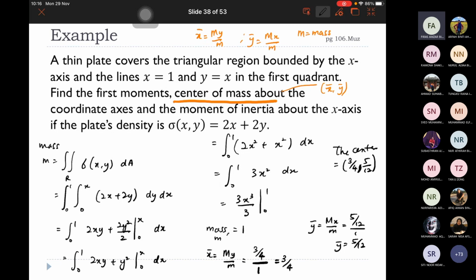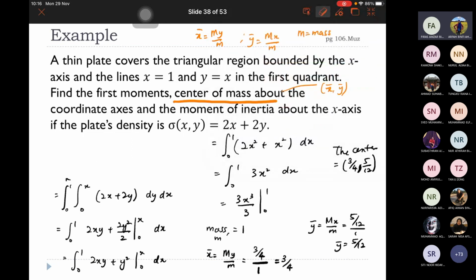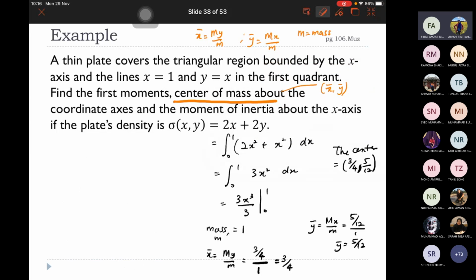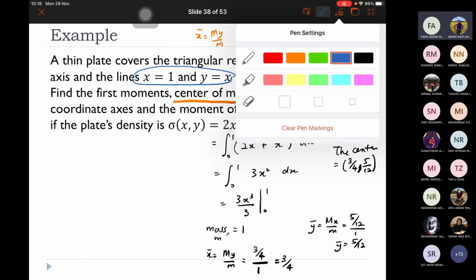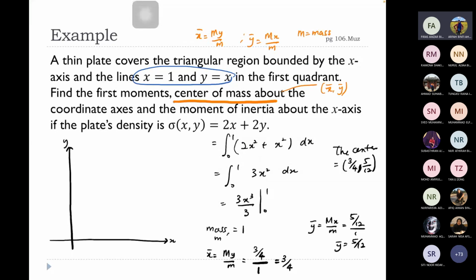Okay, dapat. So, saya lukis, kita tengok dekat mana dia punya center of the mass. Tadi kita dah tengok dia punya drawing, the sketching, sebab awak ada equation of x sama dengan 1 dan juga y sama dengan x. So, tadi saya draw, we get this is x and this is y. This is the line of x sama dengan 1 dan y sama dengan x.